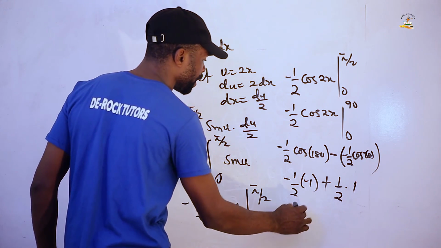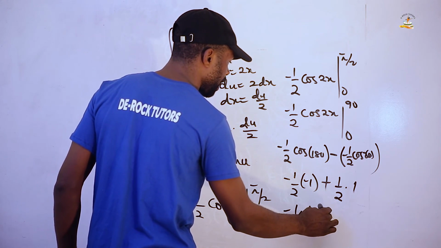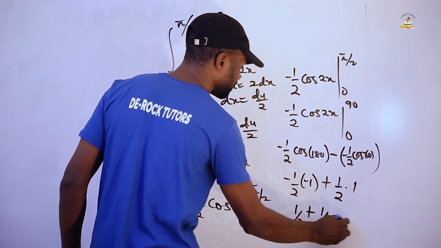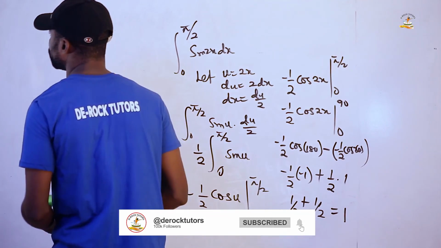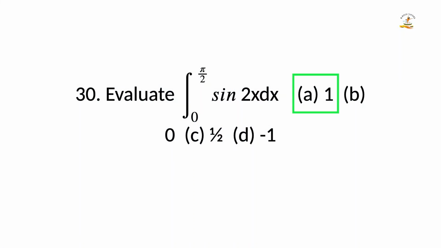So this one will give us minus half plus, this is half plus half. The answer is equal to 1. So the correct option here is 1, which is option A.